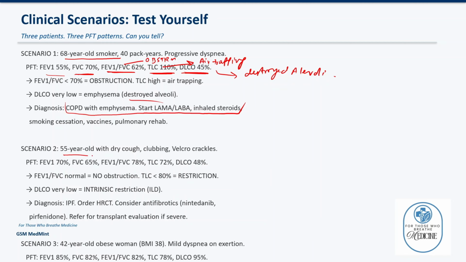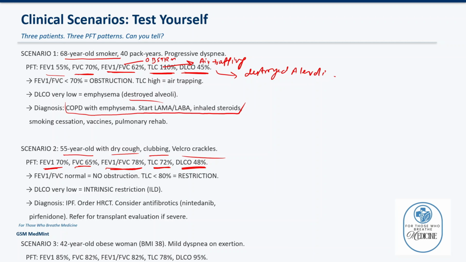Scenario 2, we talk about a 55-year-old with dry cough, clubbing, Velcro crackles. We see FEV1 70%, FVC 65, FEV1 by FVC 78, normal. TLC is 72%, less than 80, so restrictive. DLCO, we see it is 48%.